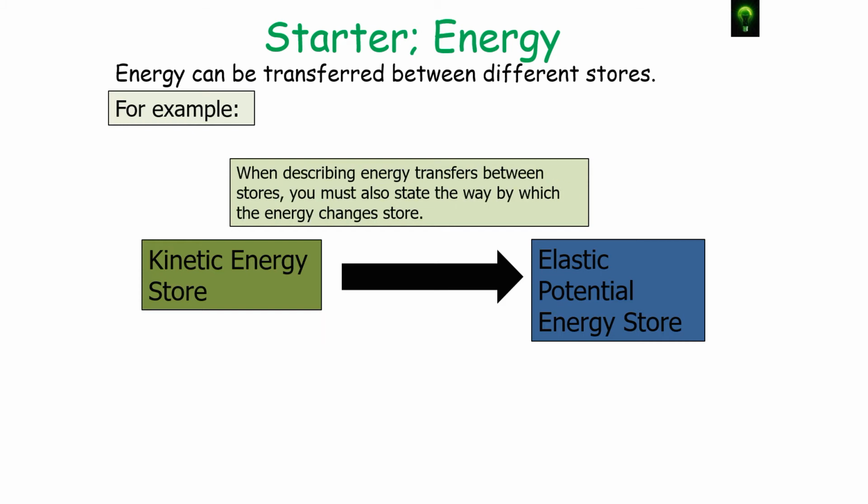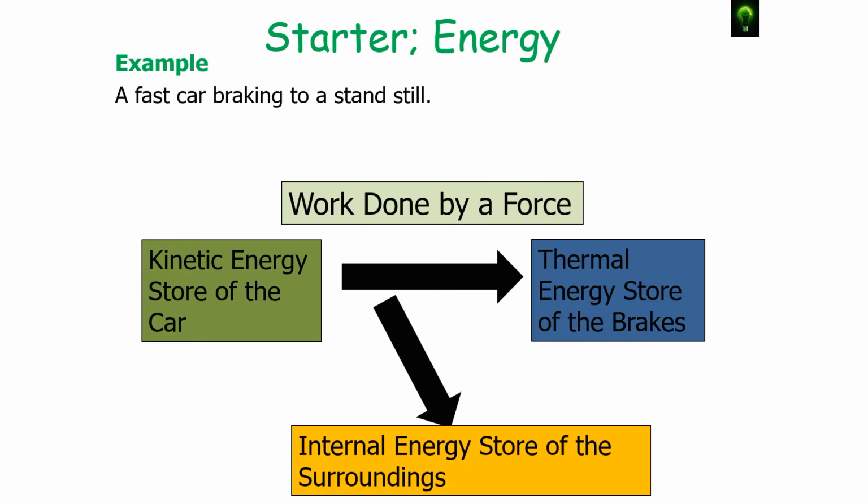Now when describing energy transfers between stores, you must also state the way by which the energy changes store. So for example, a fast car braking to a standstill. So it starts off moving and then goes to a standstill. So it starts off as a kinetic energy store of the car, and as it then transfers energy, it does so by a force. So it's work done by a force, the braking force, and this heats up the brakes, so it goes to the thermal energy store of the brakes.